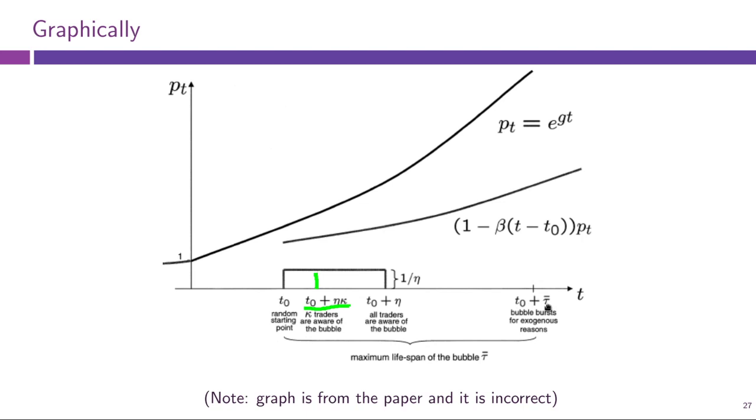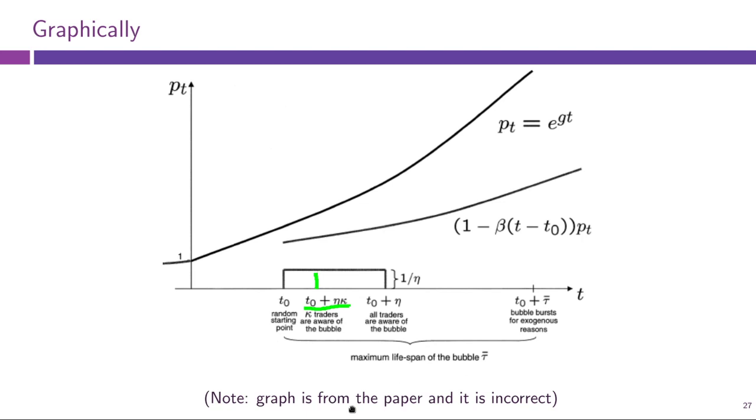And everyone has a better impression of where this time is, because everyone knows approximately where T0 is. But I do not know what you think about T0 plus tau bar. I do not know what you think, what I think about T0 plus tau bar, and so on. So this is the part that breaks the backward induction.